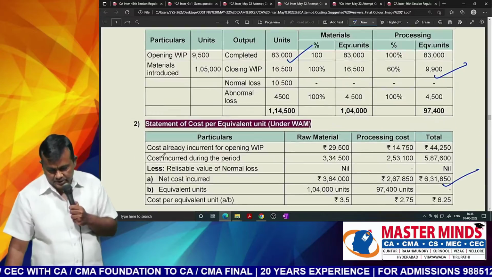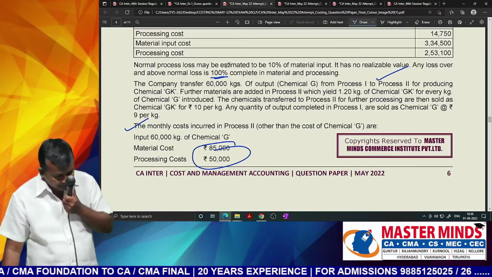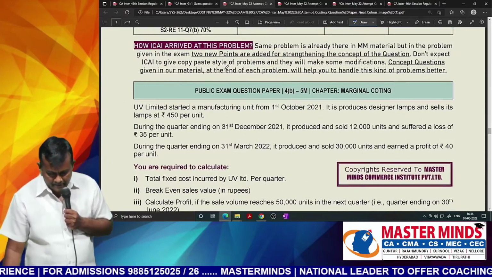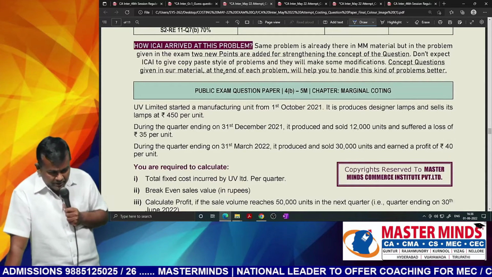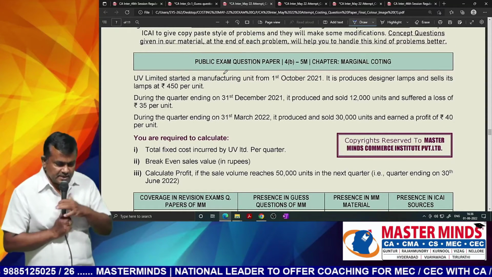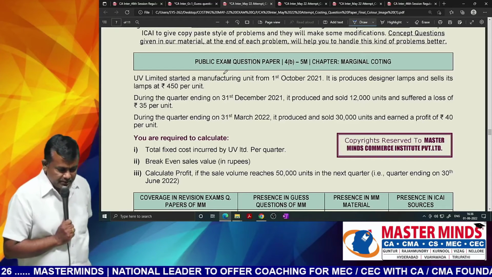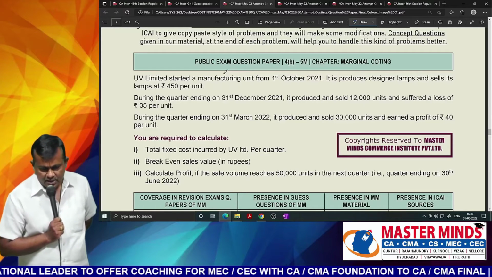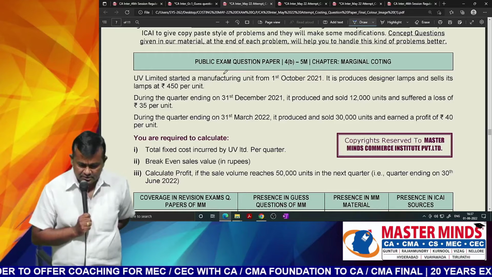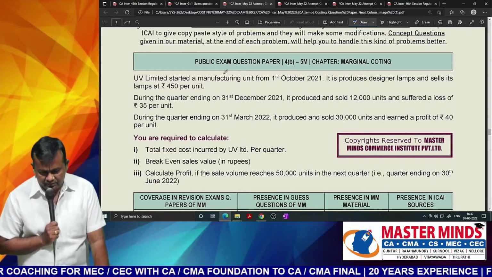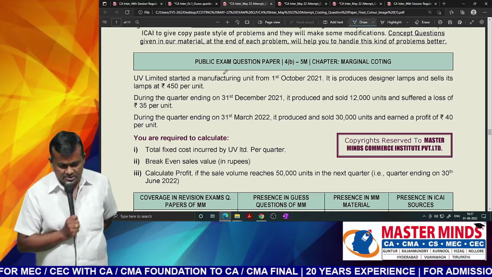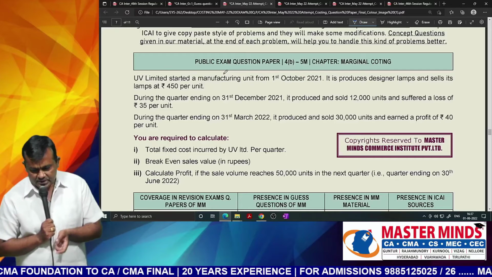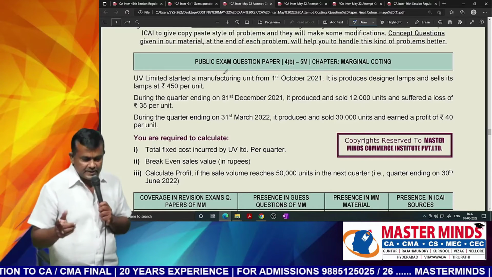So the third bit, the additional bit, is 4A. Okay, right. Next, 4B, sir. This is marginal costing. UV Limited started a manufacturing unit from 1st October 2021. It produces designer lamps and sells lamps at 450 rupees per unit. During the quarter ending 31st December 2021, it produced and sold 12,000 units and suffered a loss of 35 rupees per unit. During the quarter ending 31st March 2022, it produced and sold 30,000 units and earned a profit of 40 rupees per unit.